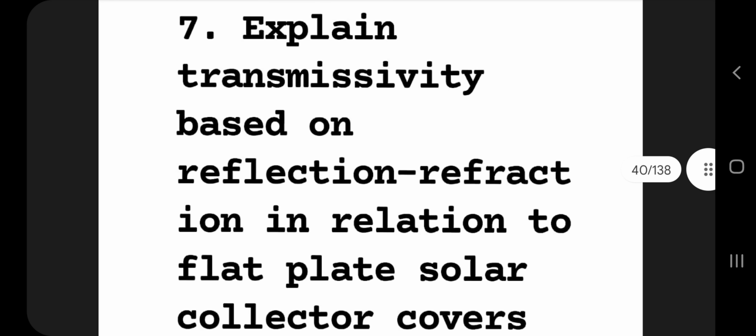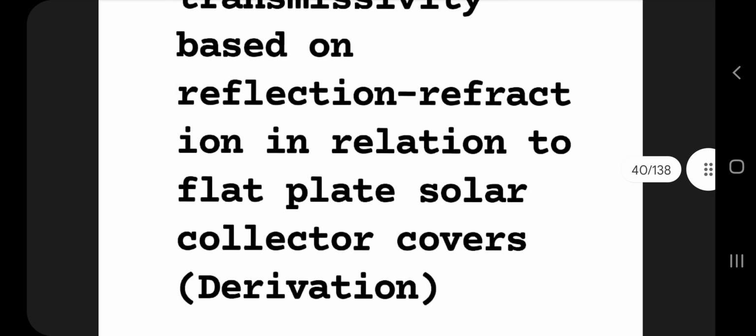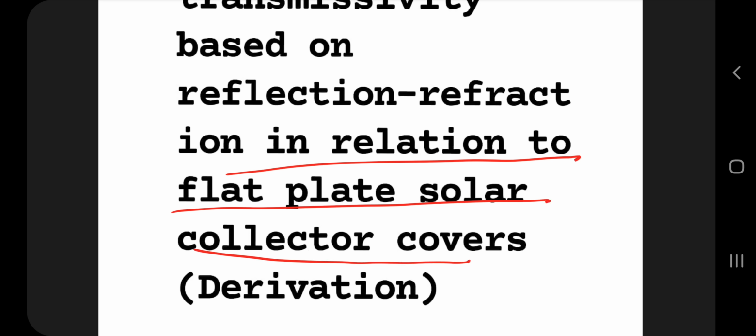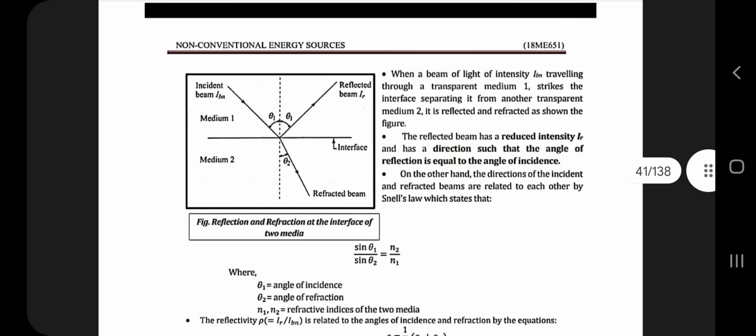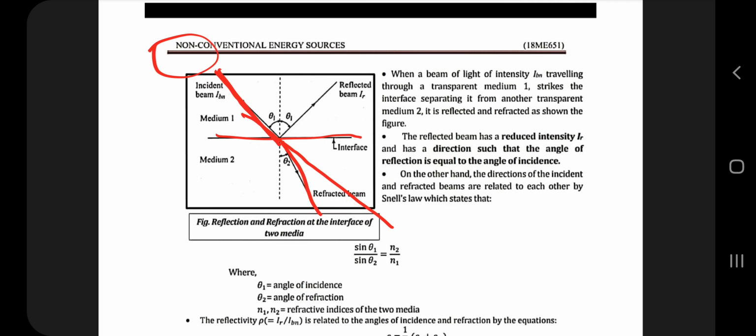Then the next one is explain the transmissivity based on reflection and refraction in relation to flat plate solar collector covers. Very important derivation from exam point of view. Okay, so this equation you have to derive. First make this diagram here. In this diagram what happens, there is a light coming from here. Suppose that there is sun here and the light is coming from here, it gets refracted here. It should actually go like this, but because of this cover it gets refracted. So there is a difference in angle.